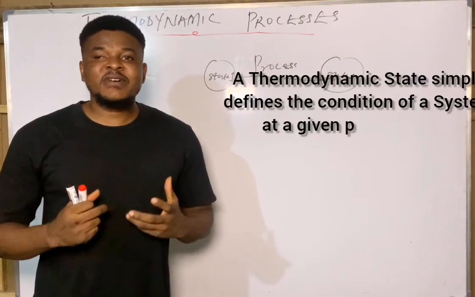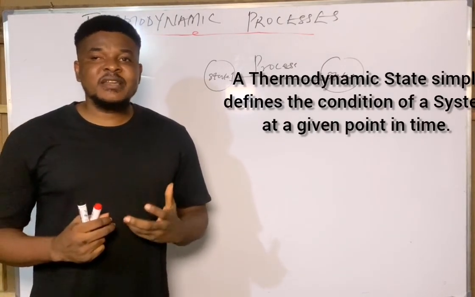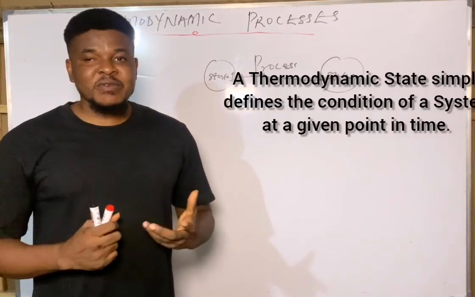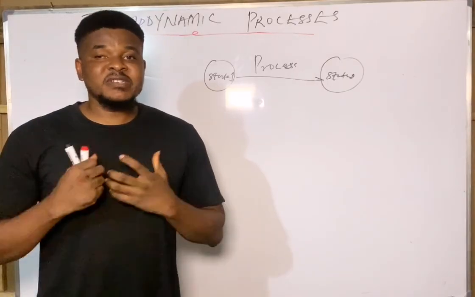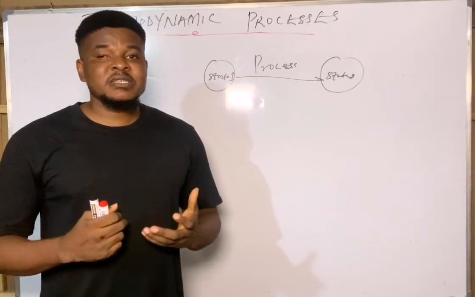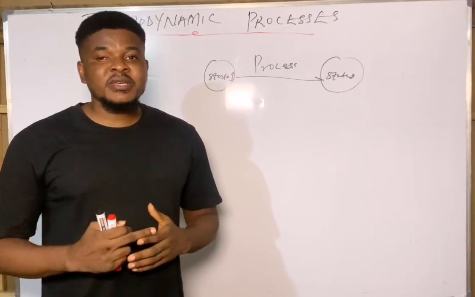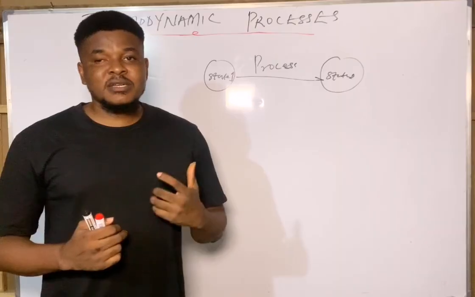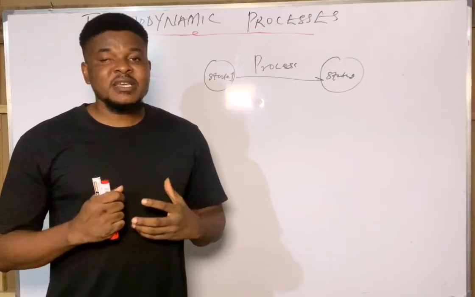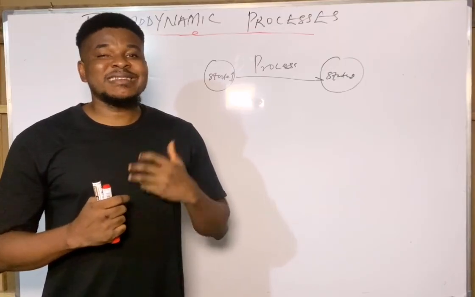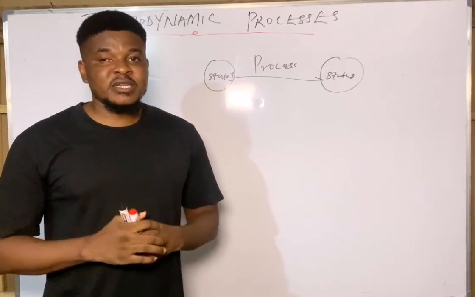A state simply defines the condition of a system at a given point in time. Now, what are the properties that define the condition of a system at a given point in time? Those properties can be pressure, temperature, volume, entropy, enthalpy, internal energy, and so on. But in this video, we are going to be considering three key properties that can define the condition of a system. Those properties include volume, pressure, and temperature.